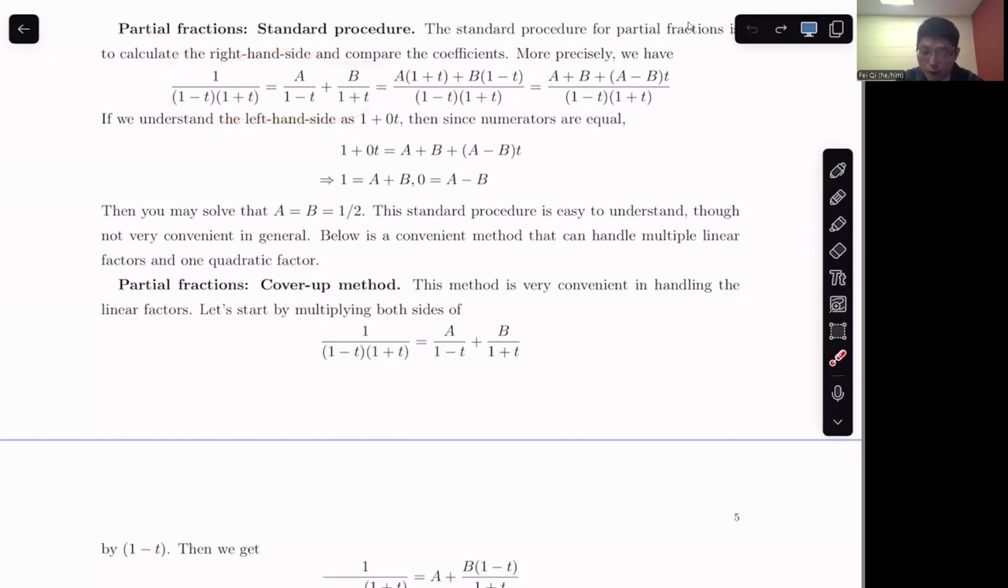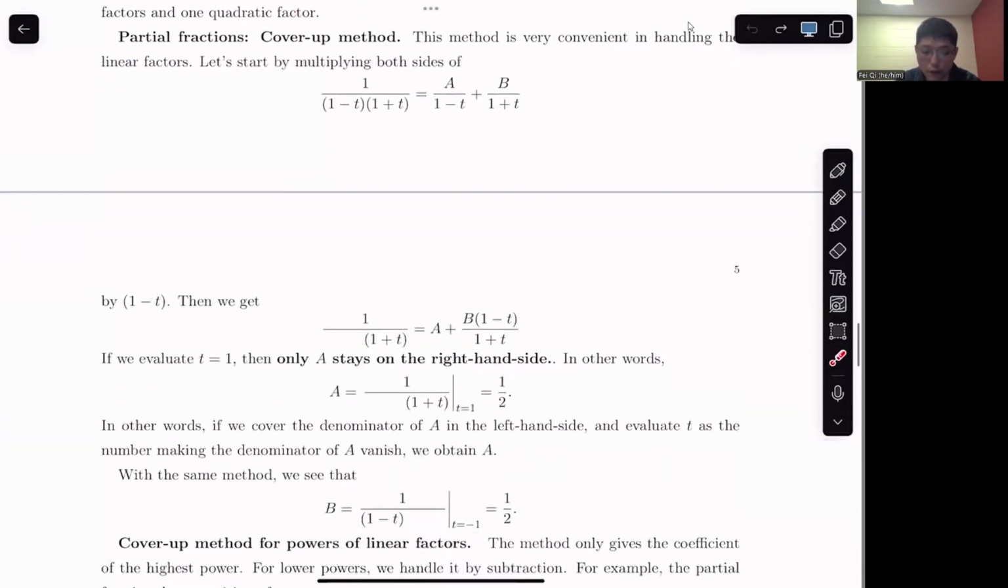So first of all, this method is very convenient in handling linear factors. The idea is quite simple. Starting from this identity, we first multiply both sides by 1 minus t. After you multiply both sides by 1 minus t, this 1 minus t is gone, and over here, you get the 1 minus t factor in this location.